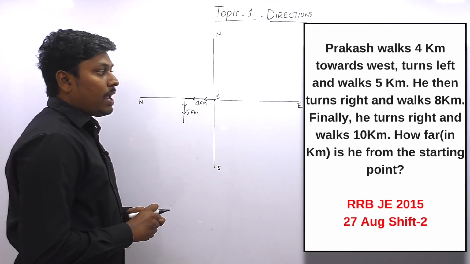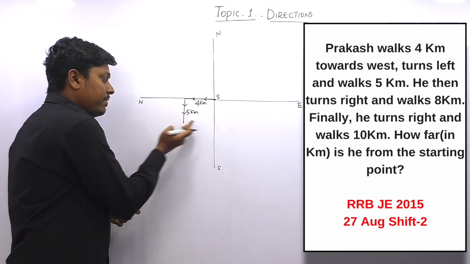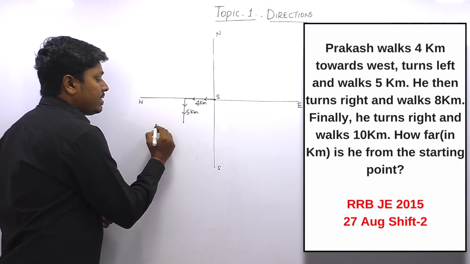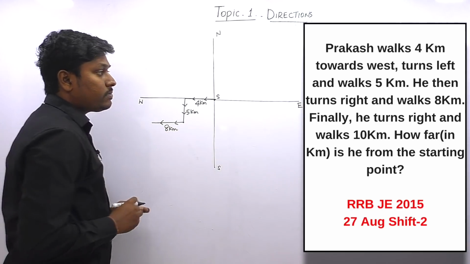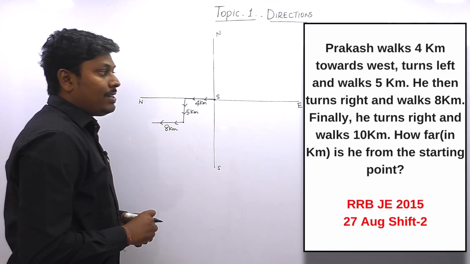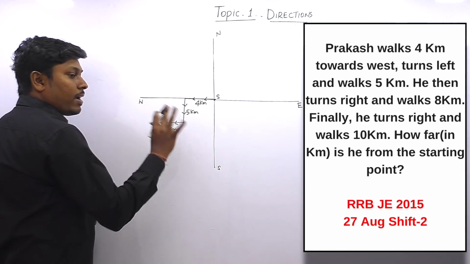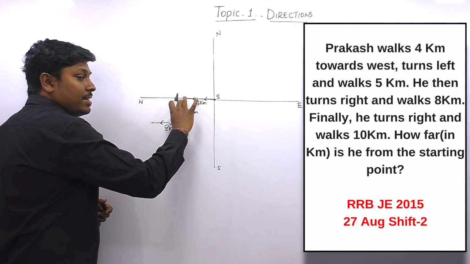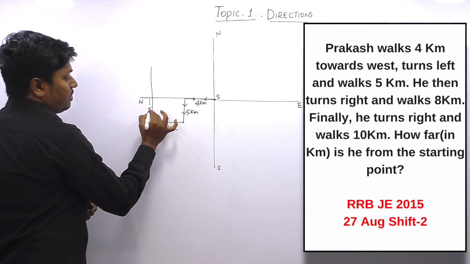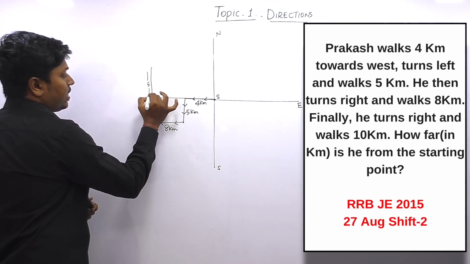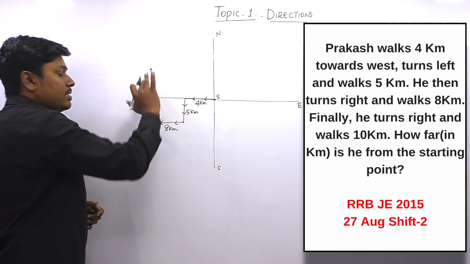He then turns to right and walks 8 km. So if he is walking in the direction of southern side, so this will be left and this will be right. So from this point, he is taking a right turn and now he is covering 8 kilometers. Then finally, he turned right and walked 10 kilometers. So from this point, he is taking a right turn and walking 10 kilometers. We already know that he has covered 5 kilometers parallelly. So 10 kilometers will be, so this will be 5 kilometers and this will be another 5 kilometers. So only then we can say after taking a right turn, he covered a total distance of 10 kilometers.